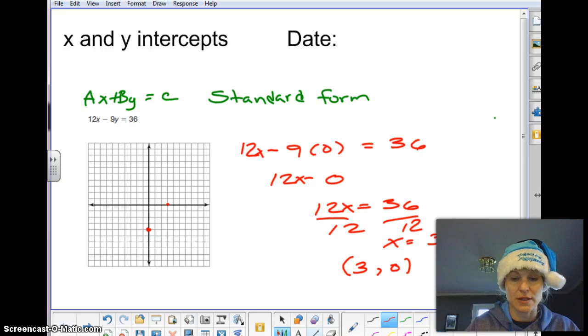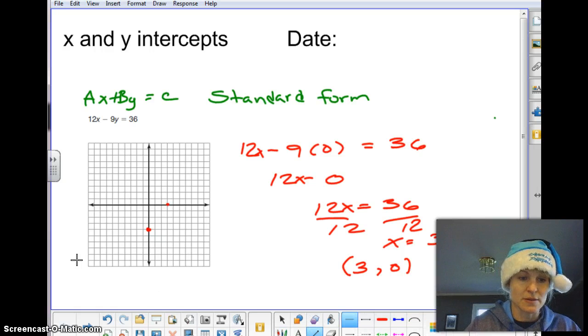And then I just very simply draw a line. Simply, it's not doing it. Nothing's simple, right? All right, so we'll just draw a line between those 2 points, and I have the line of this equation.